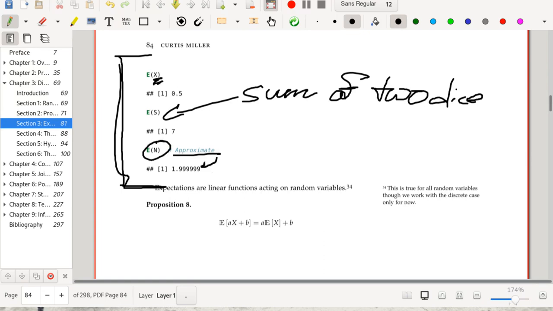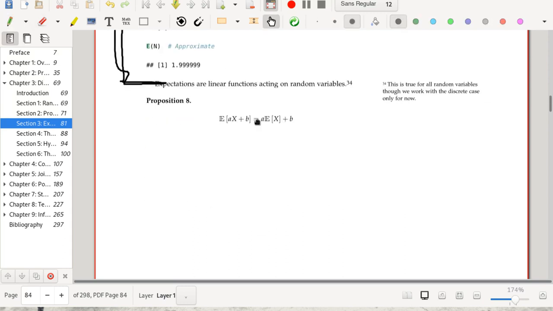We know that for this N, the p parameter was 1/2, so the number that results should be 2, but it's not 2. It's 1.999999. So be aware of that. It's giving us an approximate answer because it's only summing over a finite number of places. But you get the idea. You can tell that it's essentially doing the right thing.